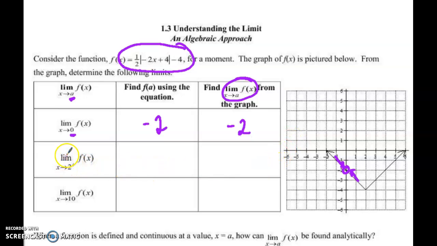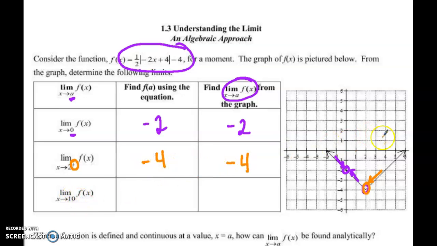So if we do the same thing with x approaching 2 from the right side, if we look at 2, it is right here, and I should change colors for you. 2 is right here, and it's asking for the right side, so we only care about this side, and graphically I think it's pretty clear that it's approaching negative 4. And as we plug in 2, negative 2 times 2 is negative 4, plus 4 is 0, absolute value is still 0, half of 0 is still 0, minus 4 is negative 4.